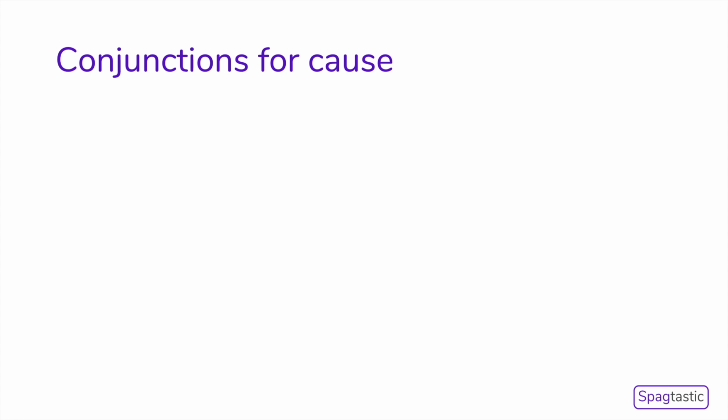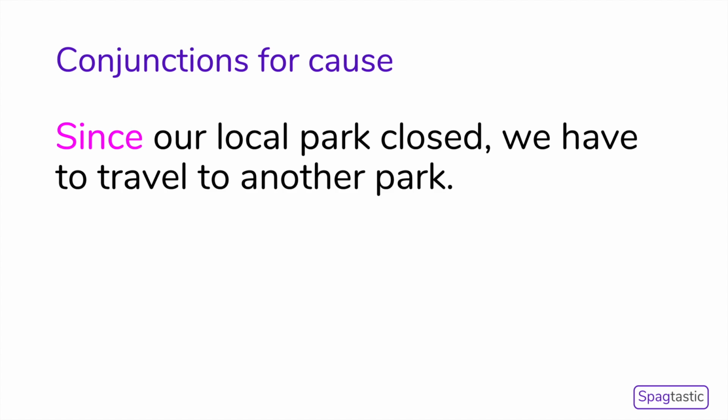Here are some examples. Since our local park closed, we have to travel to another park. The conjunction since is used here to show that we have had to change the park we use as a result of the local park closing.